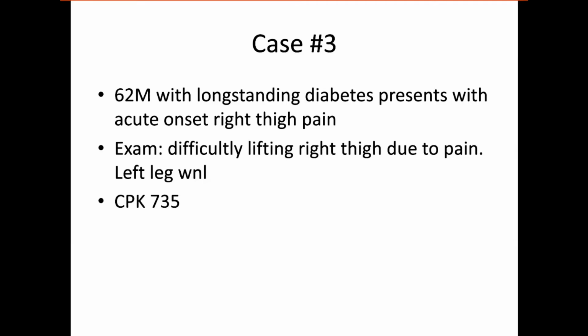On our exam, he had difficulty lifting his right thigh because of the pain, but his left leg, left arm, and bilateral arms were all completely normal. Sensory exam showed a tiny stocking-glove pattern neuropathy, probably due to his diabetes, but otherwise was normal. And a CPK was 735.